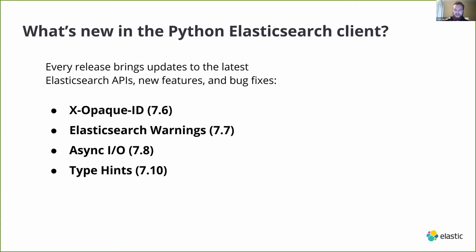Basically, we're having people migrate over to these new APIs so that they don't receive that one-day breakage of, okay, all those deprecated APIs got removed. So that's a really popular feature. And then the two that I'm going to be talking about today, Async I/O and type hints, were added just recently in 7.8 and 7.10. So we're going to deep dive into both of those.